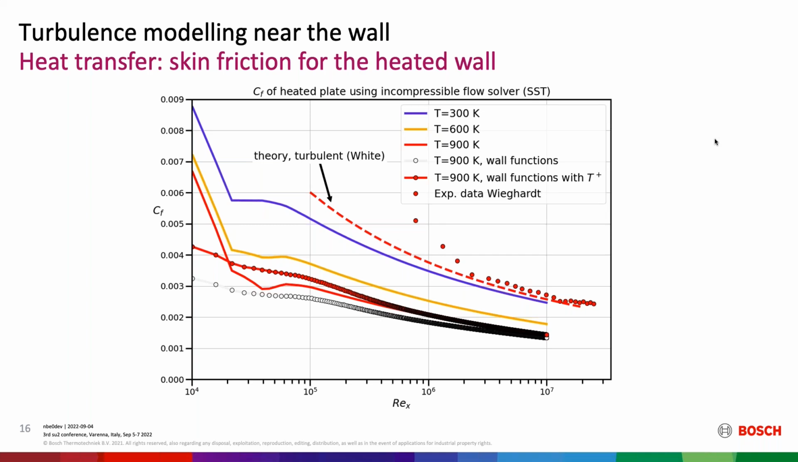With only wall functions for momentum, we underpredict the skin friction, but using wall functions for temperature gives, again, a very good match.